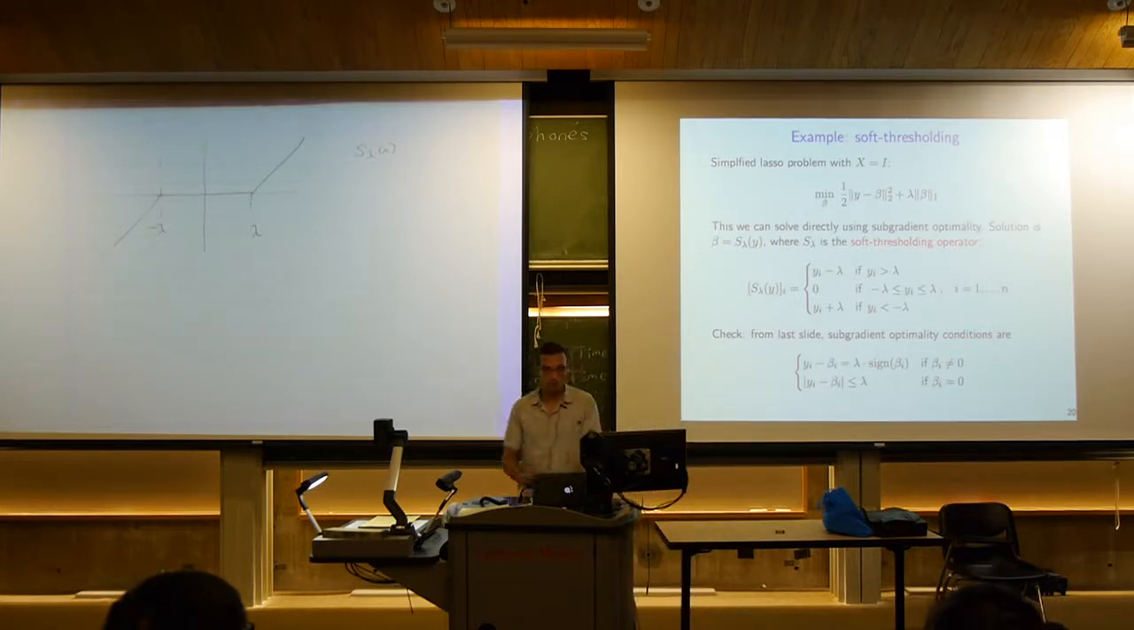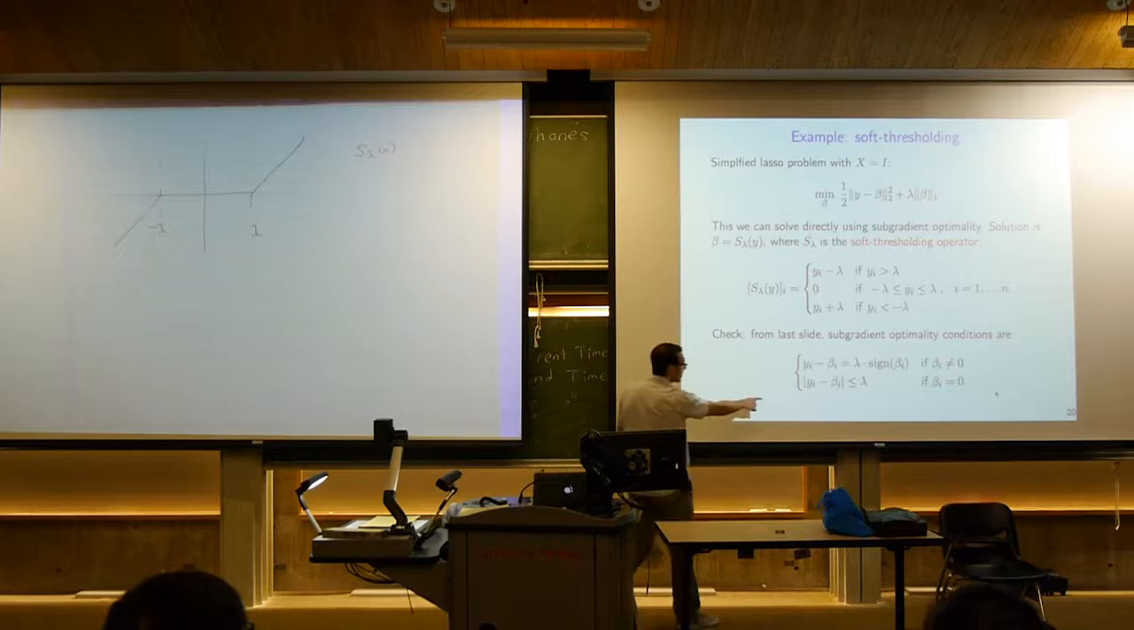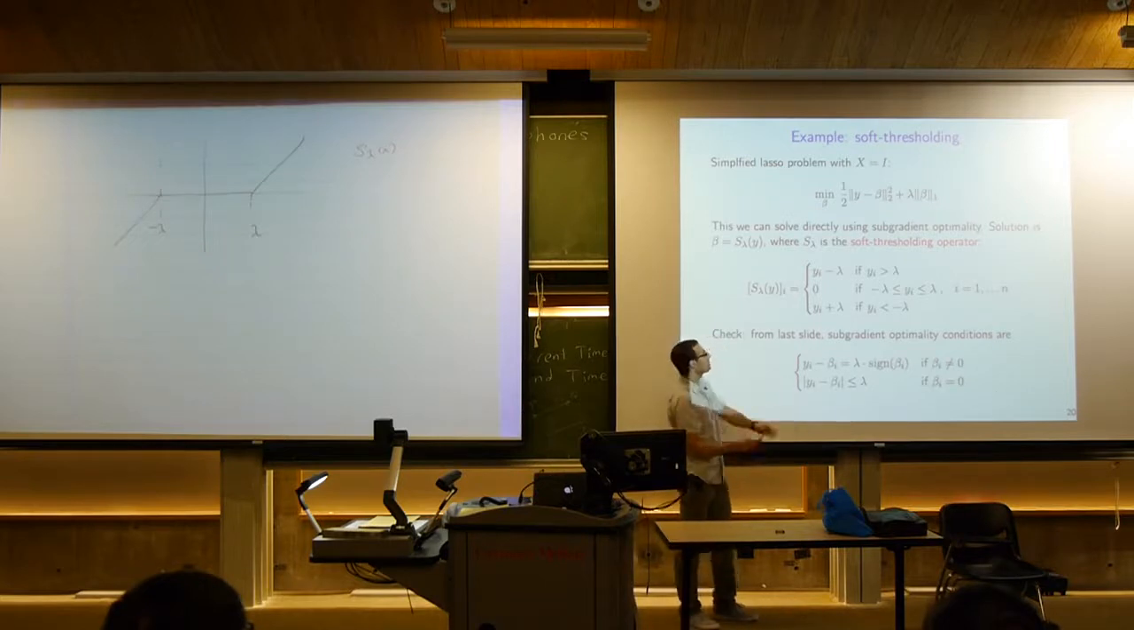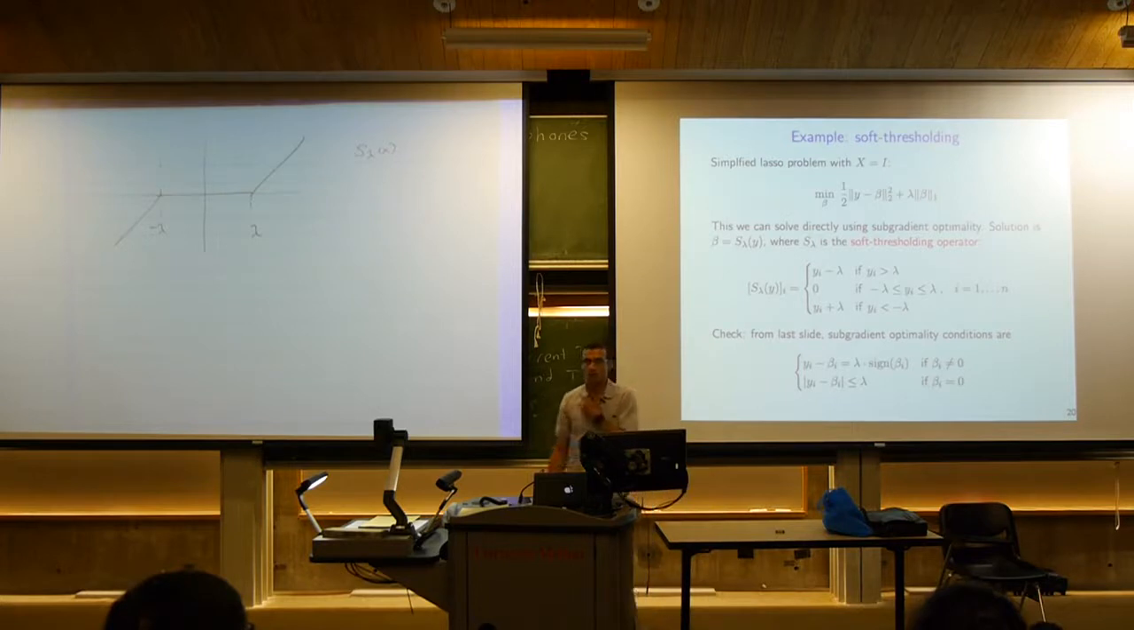Now to check that this is the solution, we could have done this two ways. The first is that I could have presented these conditions, and we could have derived soft thresholding from these. Or I could have told you what the solution was, and we could have just checked that it satisfied these conditions. Either one would have been fine, but I think it's a little bit easier just to check whether or not soft thresholding is optimal.